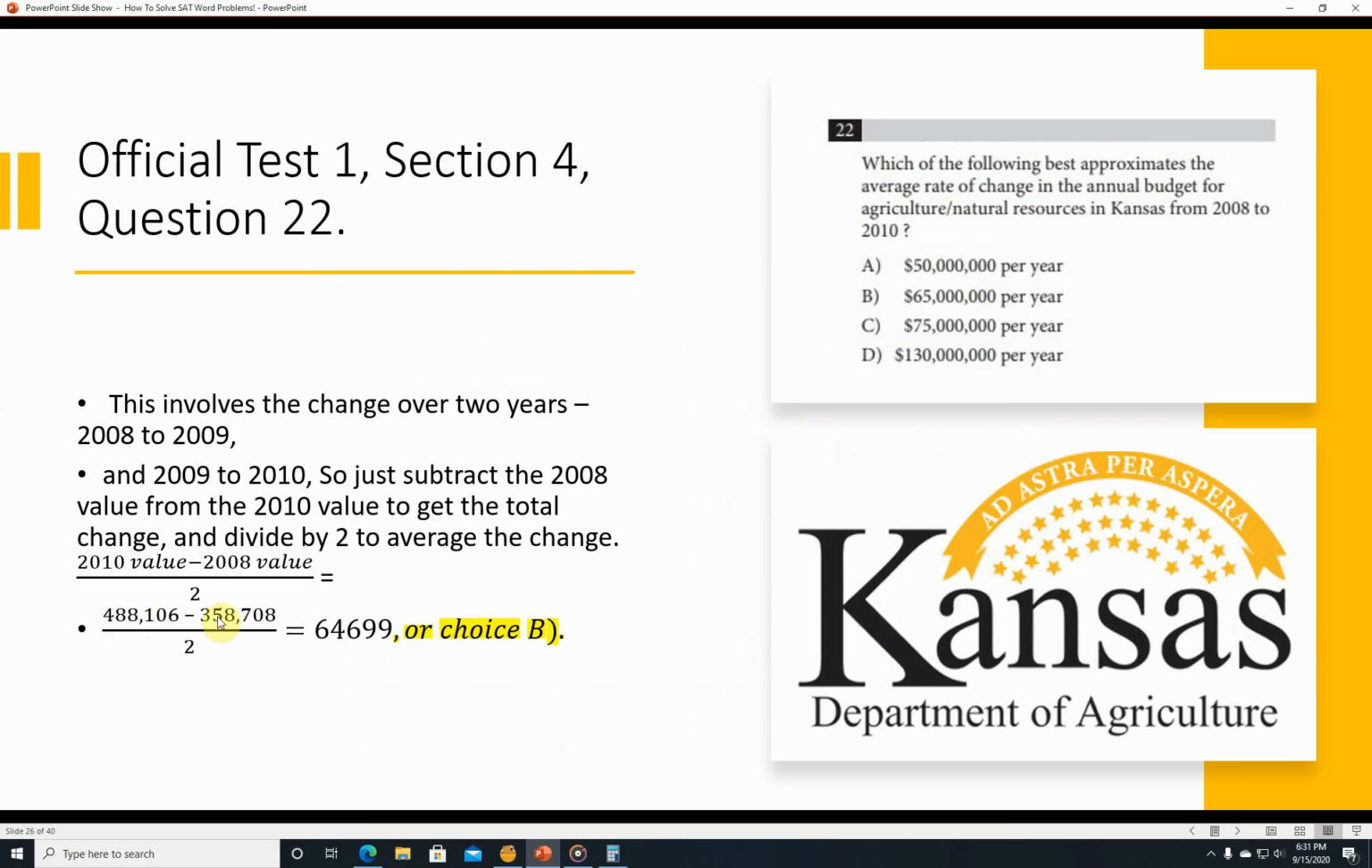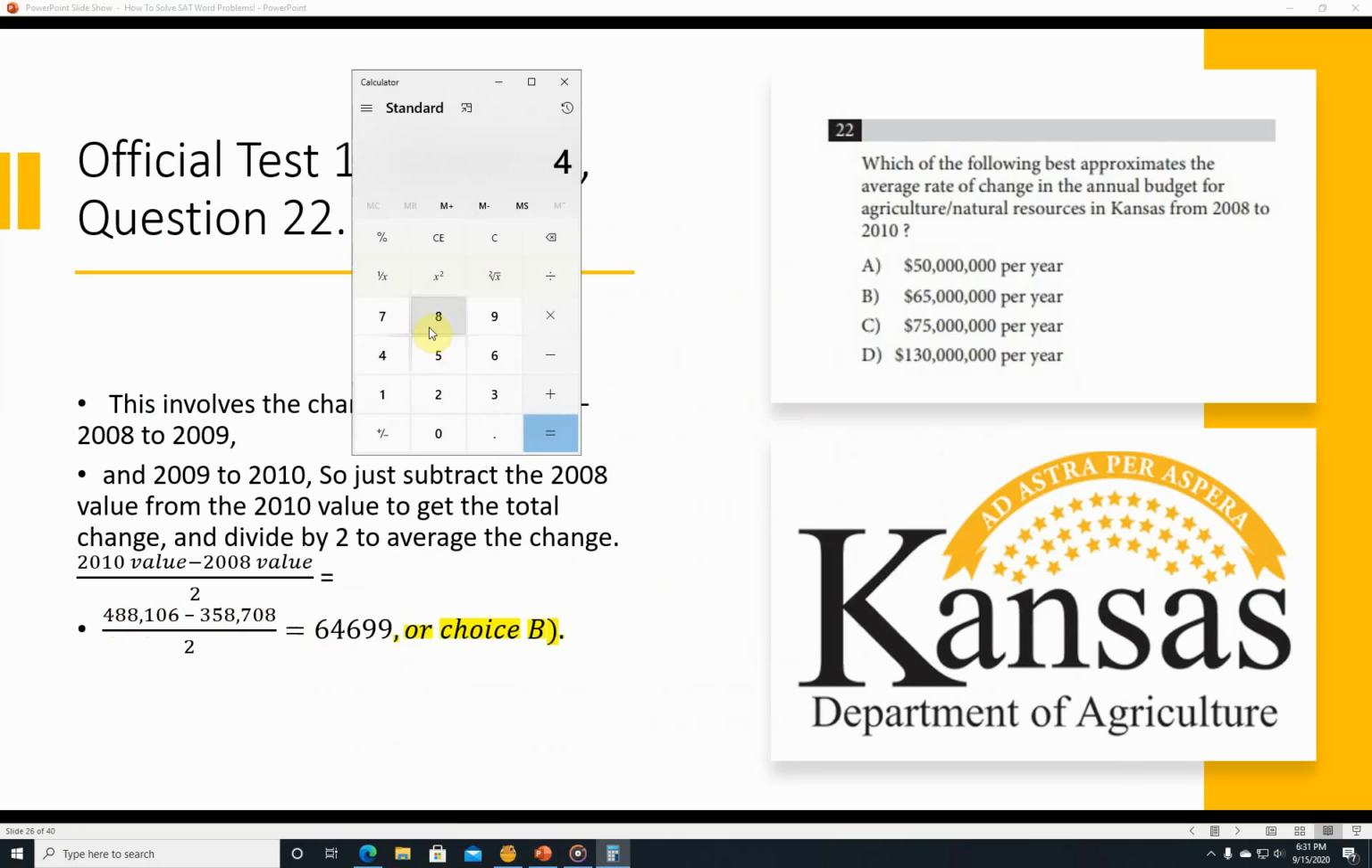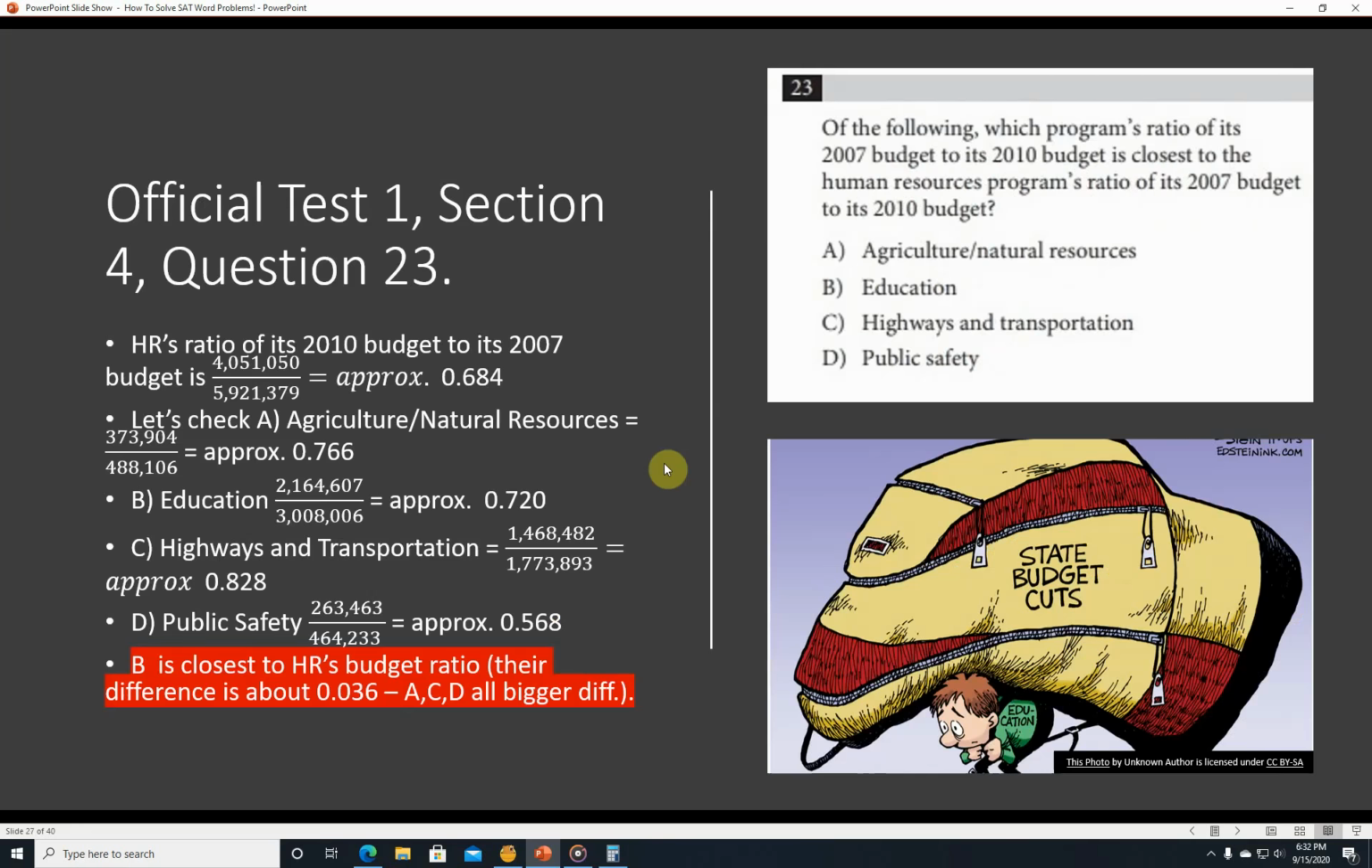So we just go 488,106 minus 358,708 over 2, which is 64,699. If you don't believe me, I don't blame you, but here, let's do it. 488,106 minus 358,708. Boom, that's 129,398 divided by 2, 64,699. So basically 65,000 per year. That's the closest answer. They say best approximate, so the closest answer is what they're looking for.